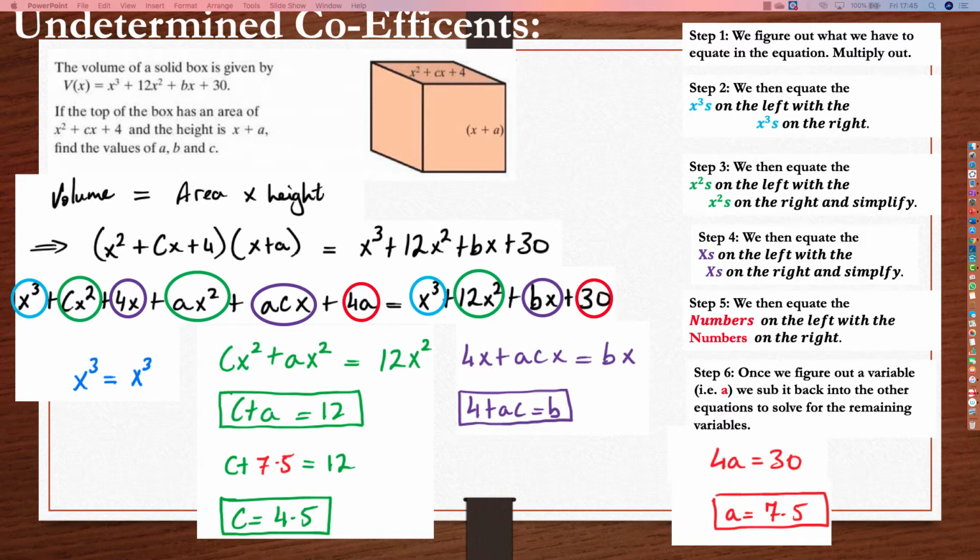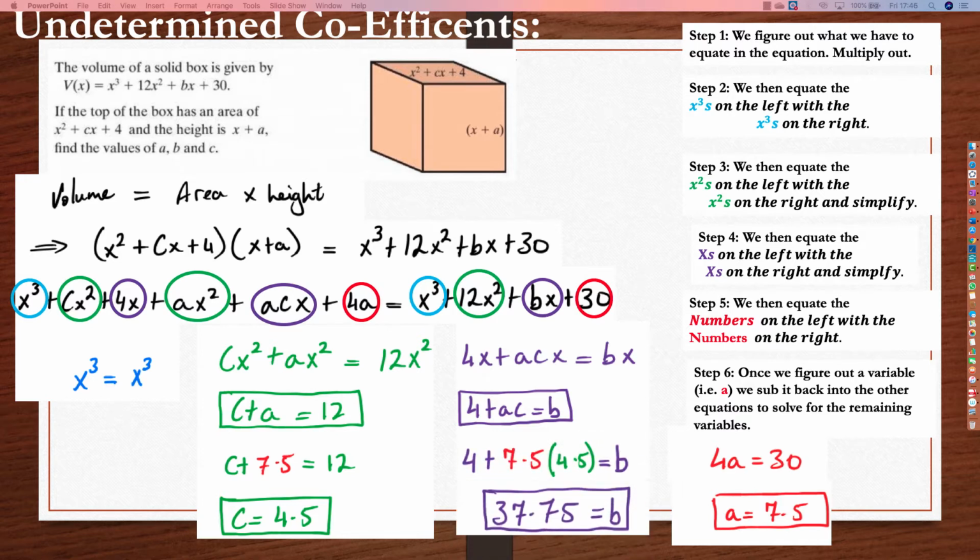And now we have a and we have c, and we sub in here. The reason we didn't sub in here first is over here we have 1, 2, 3 unknowns. But because we do a, we only have 2 unknowns over here. You always have to make sure you sub in the right one. So that's 4 plus 7.5 times 4.5, which is 37.5, is equal to b.